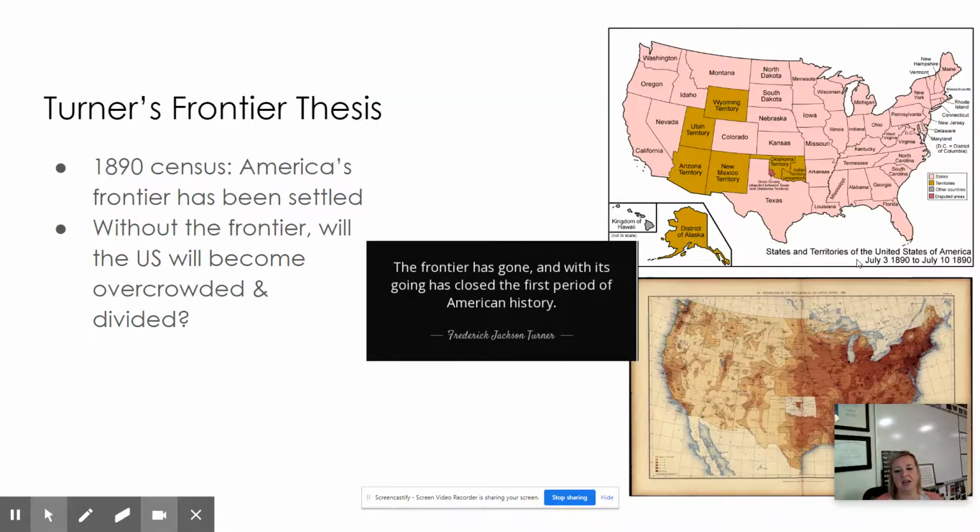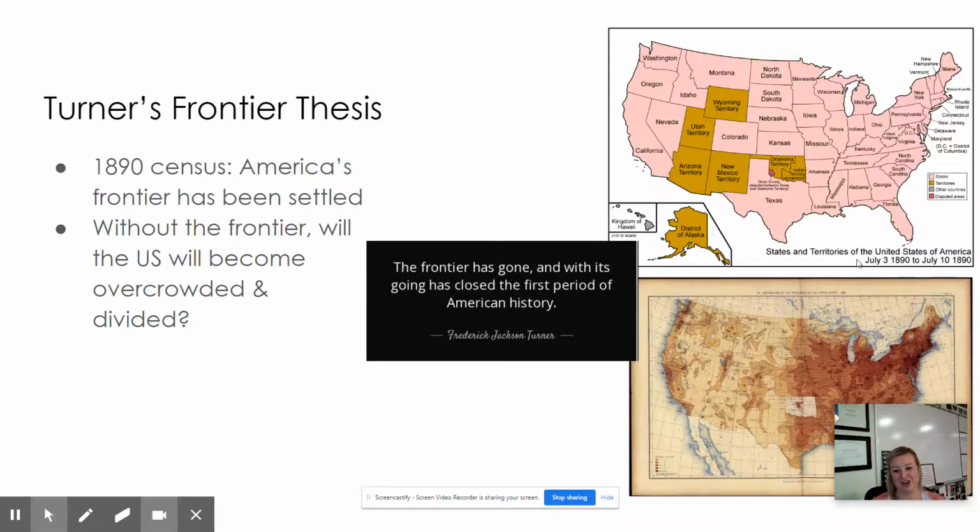We do need to address Turner's frontier thesis. We talk about Turner's frontier thesis as a way of helping us understand how people think about the West and what the West is in relation to the East. So let me identify, first of all, what's meant by thesis.